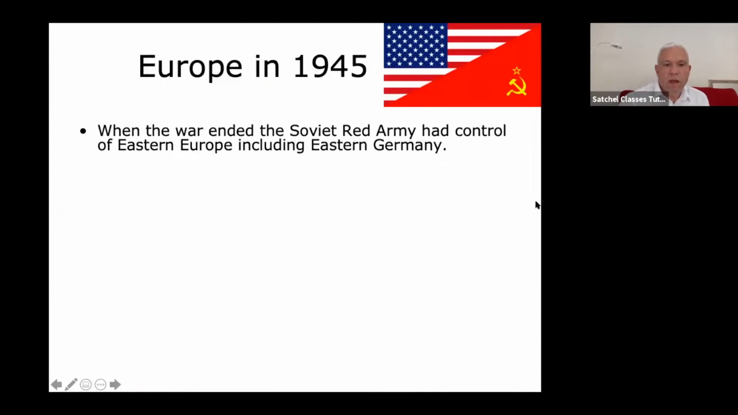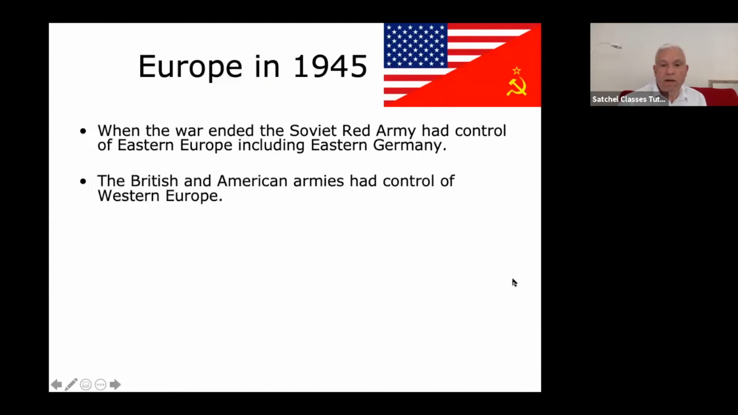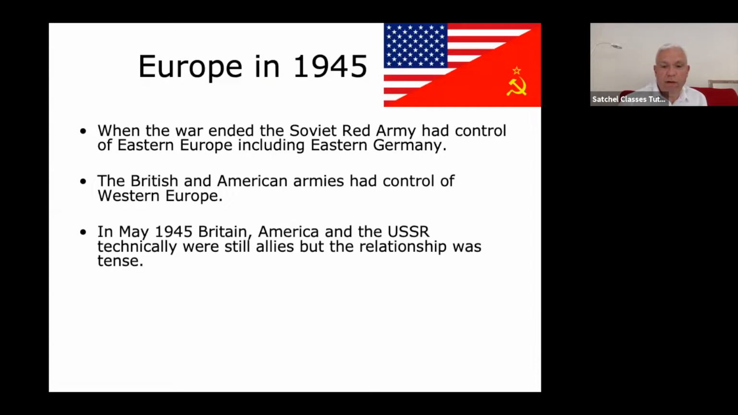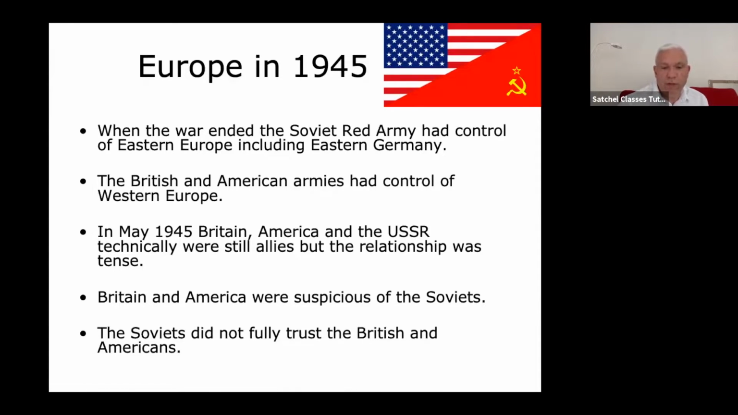So, when the war ended, the Soviet Red Army had control of Eastern Europe, including Eastern Germany as well. Okay, Britain and American armies had control of Western Europe. And in May 1945, Britain, America, and USSR technically were still allies, but the relationship was starting to become a bit tense. Britain and America were suspicious of the Soviets. They didn't trust the Soviets, and the Soviets didn't trust Britain as well. It's a two-way thing. The Soviets did not fully trust Britain and America, as I was just saying.